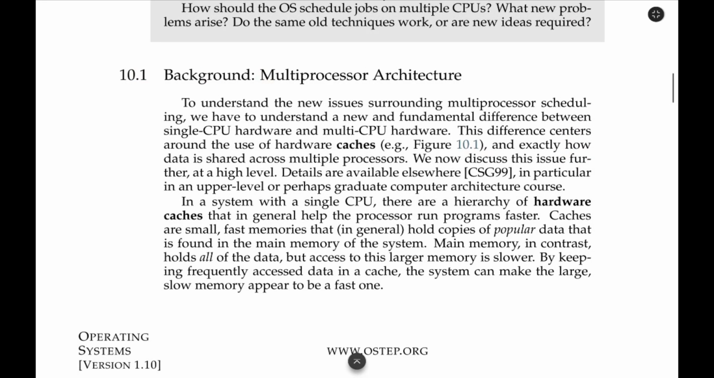10.1 Background: Multiprocessor Architecture. To understand the new issues surrounding multiprocessor scheduling, we have to understand the new and fundamental difference between single-CPU hardware and multi-CPU hardware. This difference centers around the use of hardware caches, for example Figure 10.1, and exactly how data is shared across multiple processors. We discuss this issue further at a high level. Details are available elsewhere, in particular in an upper-level or perhaps graduate computer architecture course.